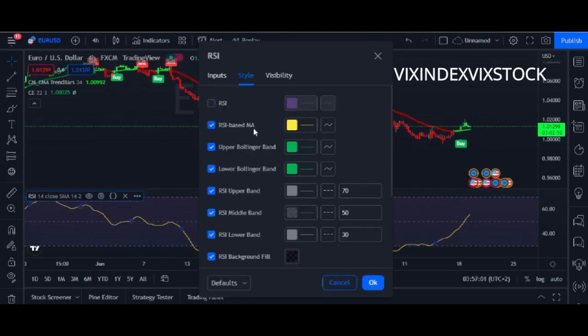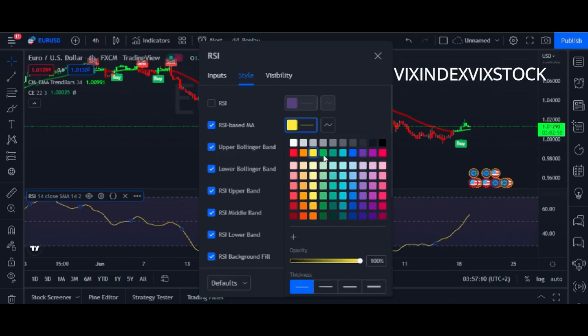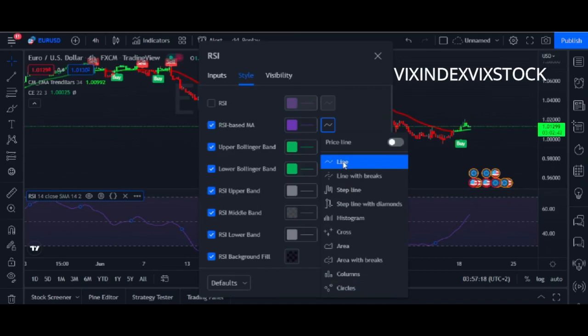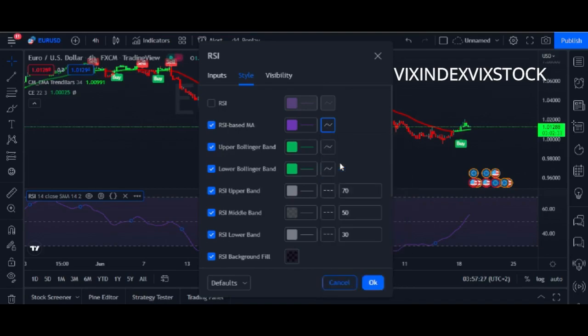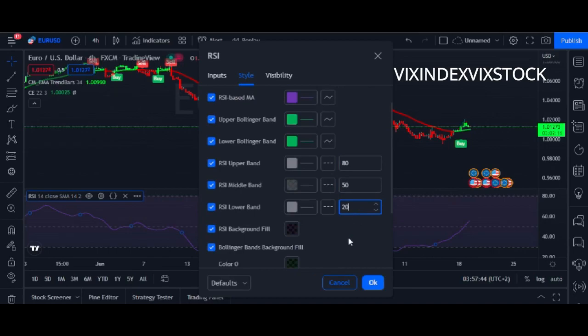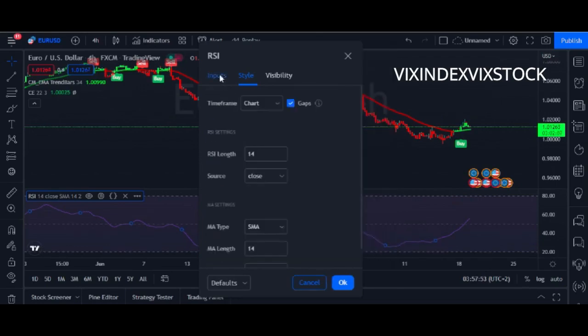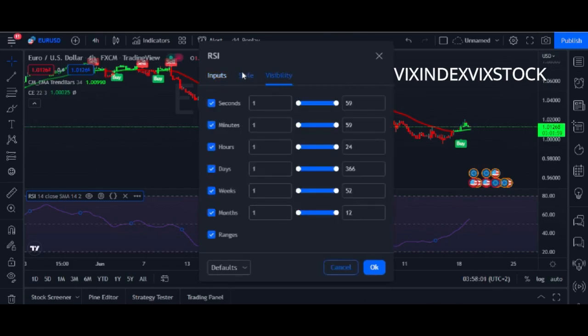We just want to keep this RSI based moving average. That's what we want to keep. Maybe we can change the color to purple. Of course, we're going to keep the line, or maybe a line with breaks. Let's just keep the line there, and the levels. Maybe you want to make it the standard on MetaTrader 4, 5. That's around about that. And maybe you might want to remove the background fill and stuff like that. That's now basically up to you. Otherwise, we are just using the default RSI.